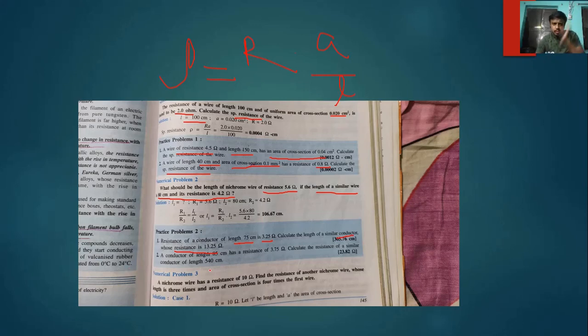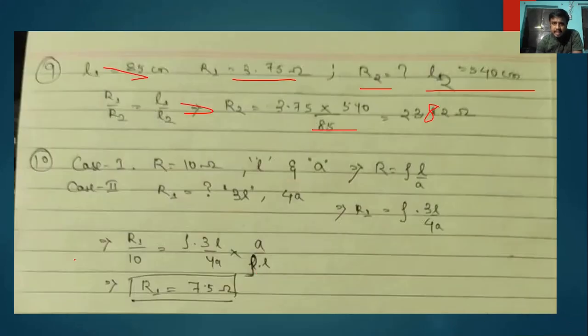Then another set of problems. In this set of problems, the resistance of a nichrome wire is given. Find the resistance of another nichrome wire whose length is 3 times and area of cross section is 4 times of the first wire. Here, only the resistance of the first wire is given, and the length we have to take as L. In the first case, R is equal to 10 ohm. We consider length as L and area as A, and we use the formula R is equal to rho into L by A.